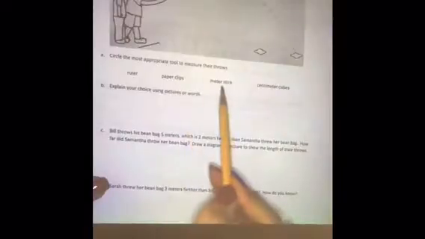Letter A, circle the most appropriate tool to measure their throws. Would it be a ruler, paper clips, a meter stick, or centimeter cubes? Well, we've done quite a bit of work thinking about which tool is most appropriate. When you have a small job, a small tool works just fine. But when you have a large job, you want to use a bigger tool.